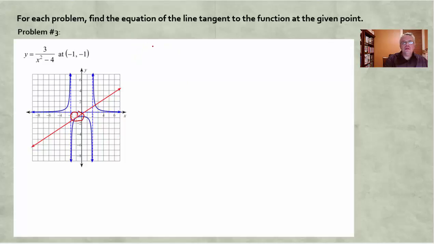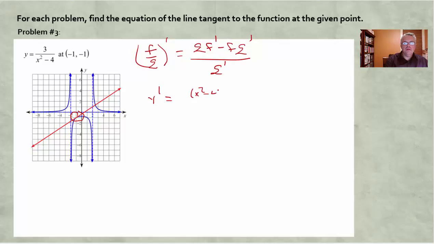Okay, well, we're going to need the quotient rule. So let's write that. The derivative of a quotient, f over g prime, is g f prime minus f g prime over g squared. So here we go. y prime equals g times f prime, minus f, which would be 3, times g prime, 2x, all over g of x squared. So x squared minus 4 squared.